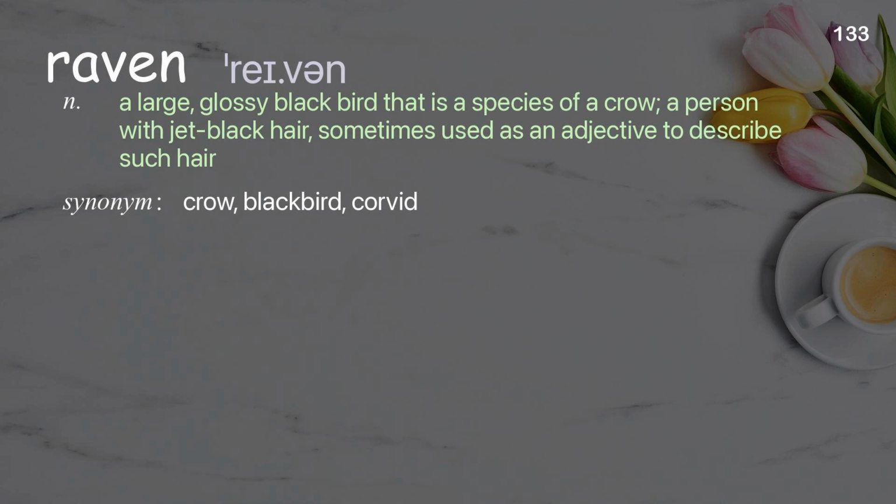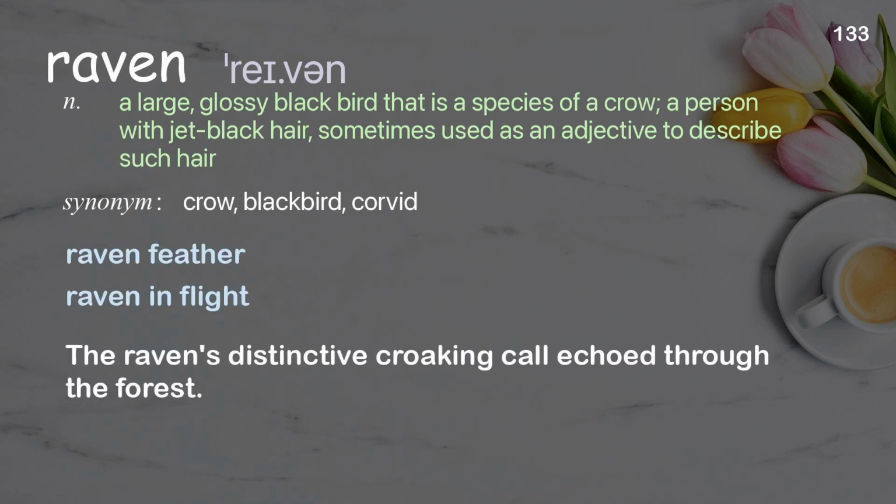Raven. A large, glossy black bird that is a species of crow; a person with jet black hair; sometimes used as an adjective to describe such hair. Examples: Raven feather. Raven in flight. The raven's distinctive croaking call echoed through the forest.